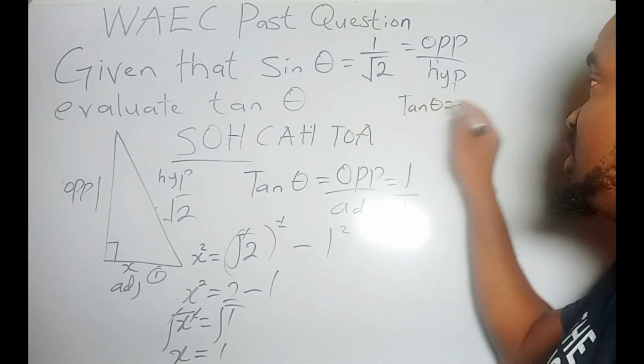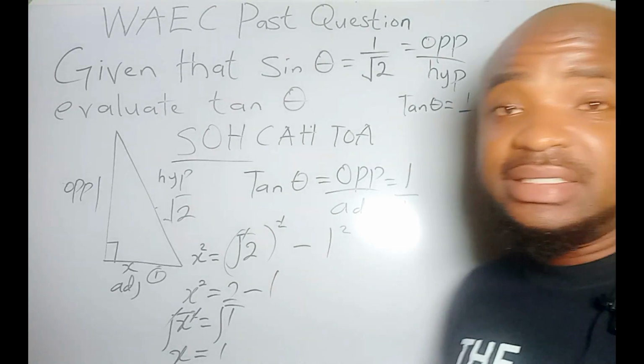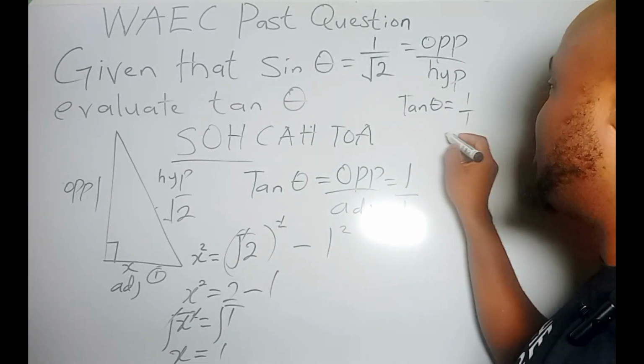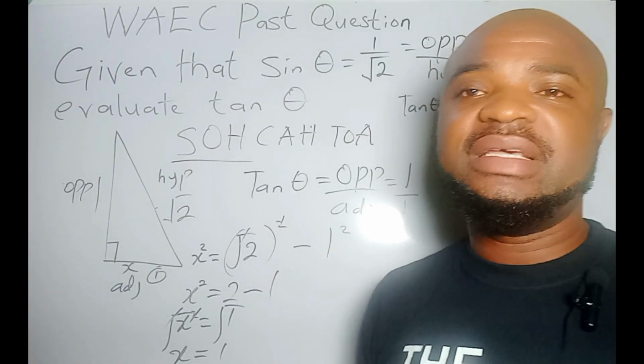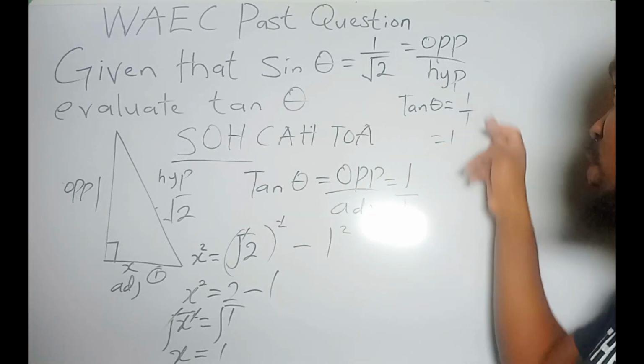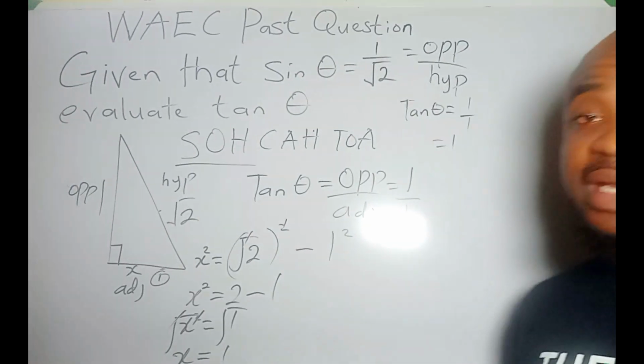Tan theta: opposite is 1. What about my adjacent side? 1. So 1 divided by 1 is 1. So I can boldly say my tan theta equals 1 over 1, and that is 1. And that is it.